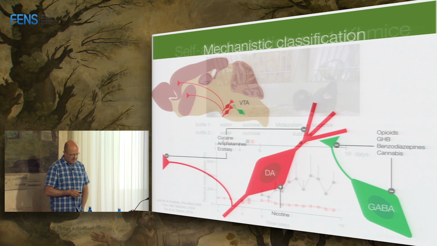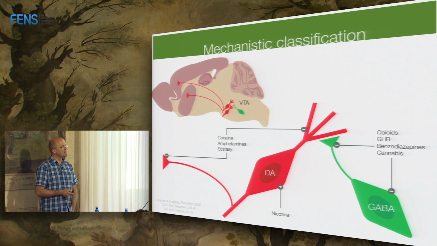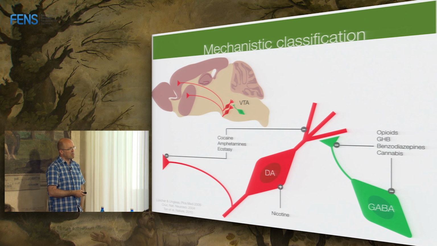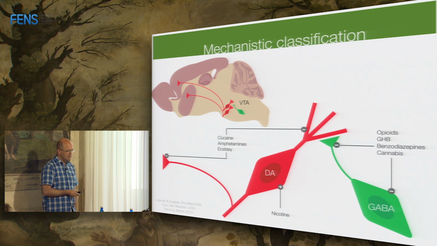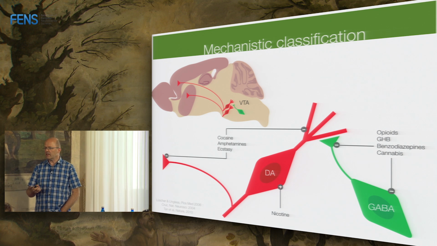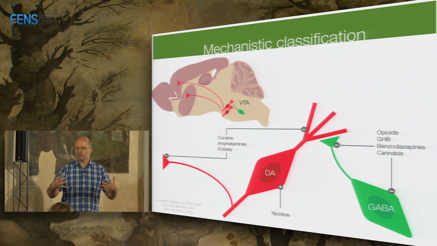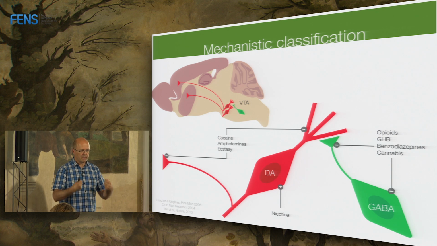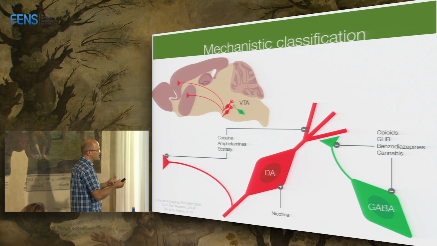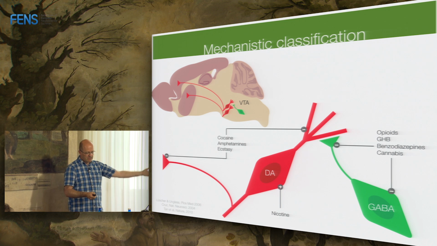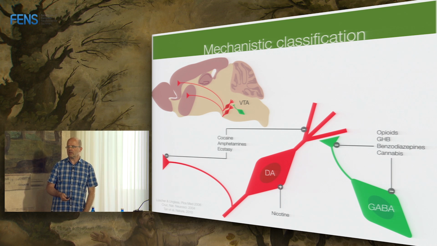Okay, so now I guess this is where we are now. I don't think it is fully established exactly, but I guess we've done some of our homework to show that there is this convergence onto the dopamine neurons by the different addictive drugs. And I think that was important, at least for me, to have the confidence that we should study this system if we are interested in addiction.